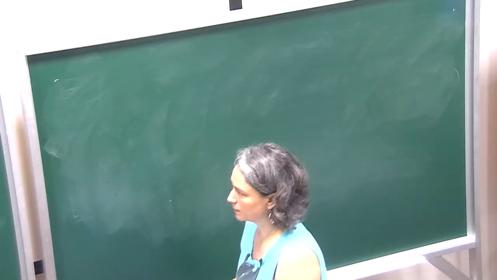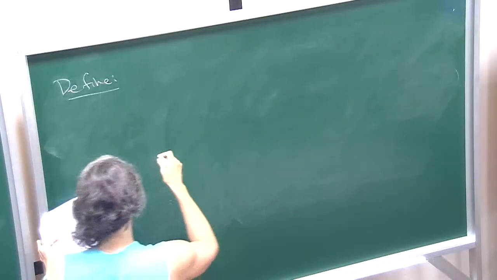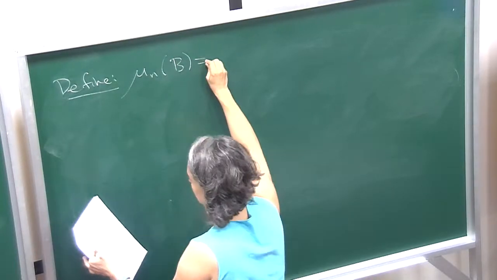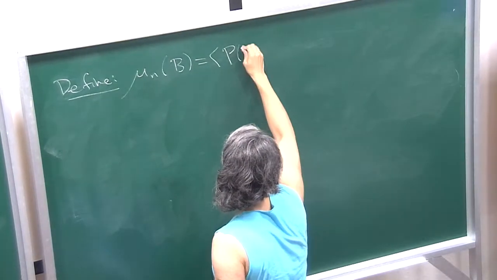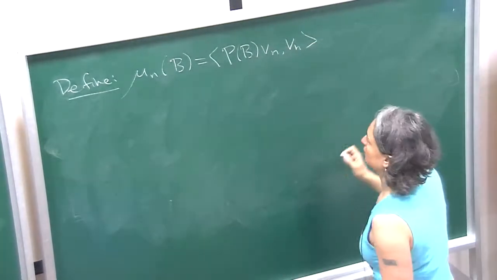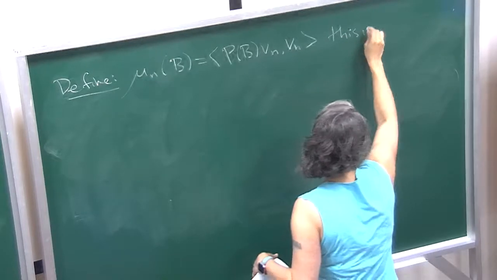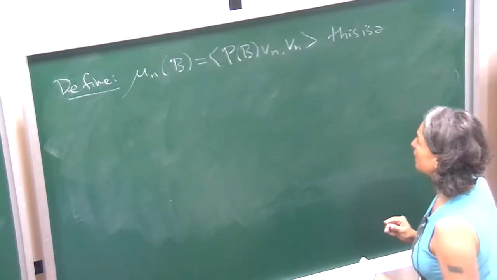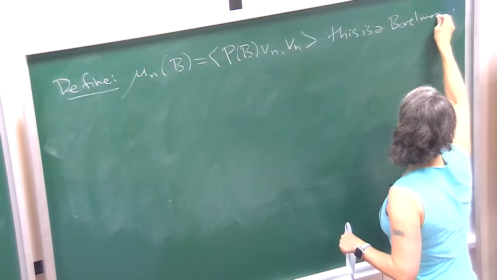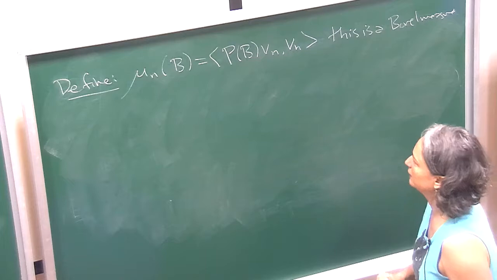Okay, so I have this total mass. Let's continue. Define mu sub n of b to be P of b applied to Vn, against Vn. This is a Borel measure, as I stated.